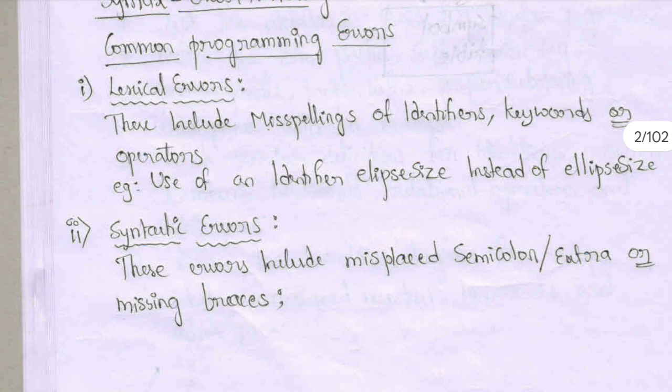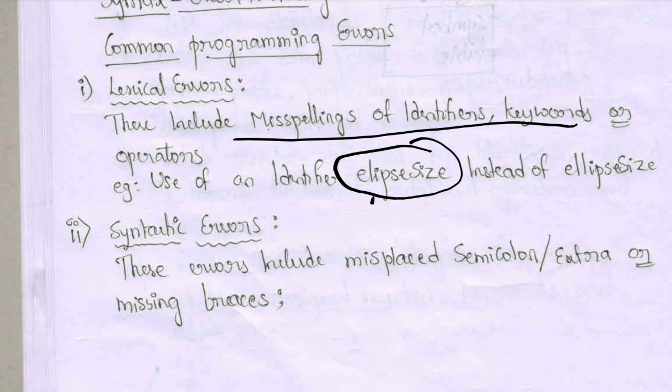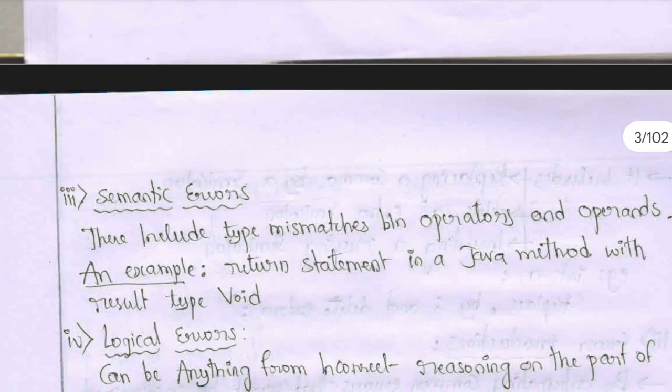And the lexical errors include things like the misspellings of identifiers. For example, instead of ellipse with a double L, we just wrote a single L. That is the lexical error. That's the first type of error. The second is the syntactic error. There we have a misplaced semicolon or extra braces, so some extra things we are adding, or you are missing some small things.